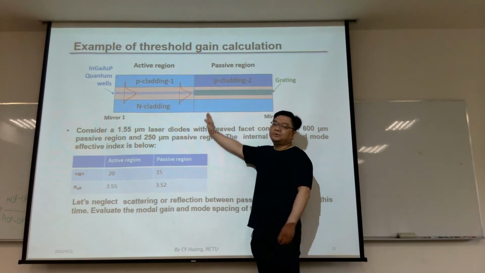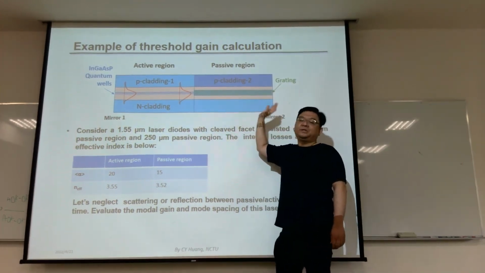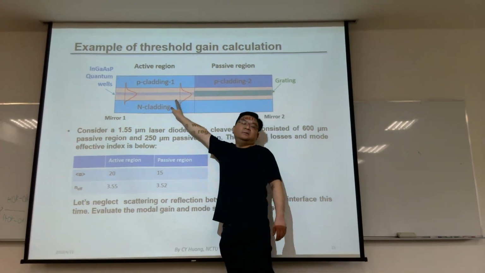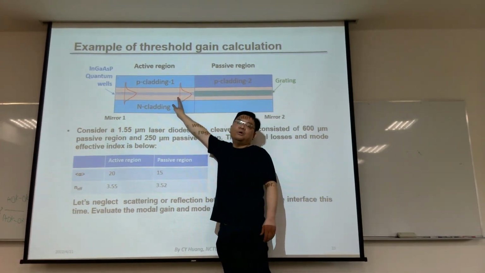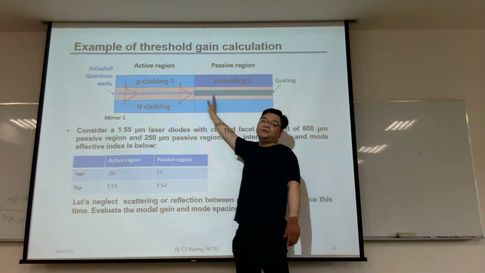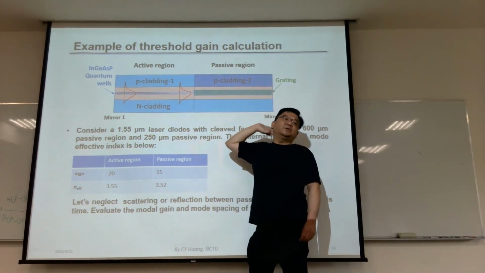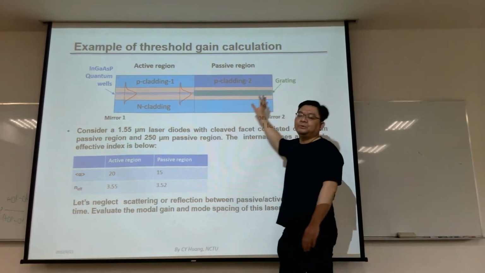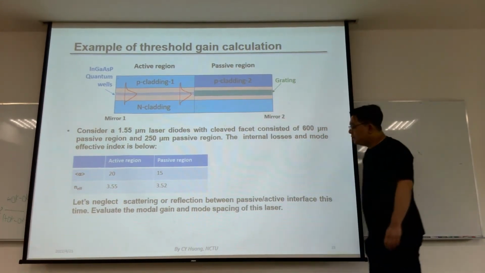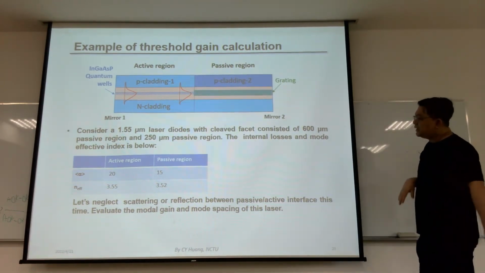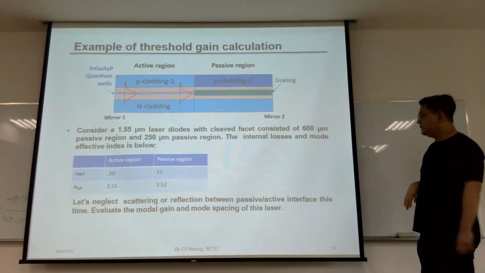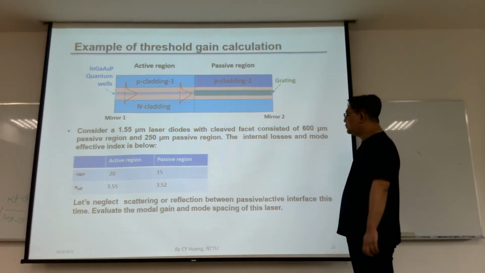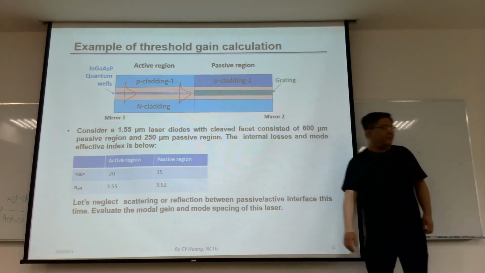Since we don't want to deal with the transmission matrix yet, let's assume the optical mode passes through this interface without reflection, or that will be another question. So that's not one we want to deal with now. Okay, so let's try to evaluate the threshold gain, the threshold modal gain, and the mode spacing.